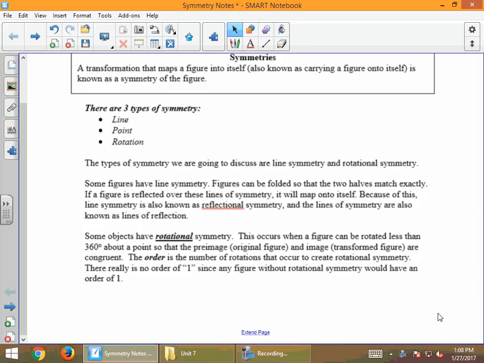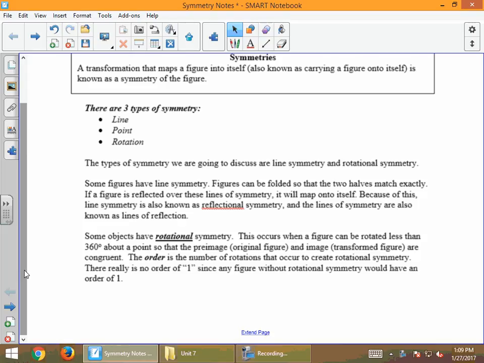Recap this again. Types of symmetry are line symmetry and rotational symmetry. Line symmetry means you can fold a figure in half and it will match perfectly. It also means you can reflect over that line of symmetry and it will still map onto itself. Because of that, line symmetry is also known as reflectional symmetry, and lines of symmetry can also be called lines of reflection.